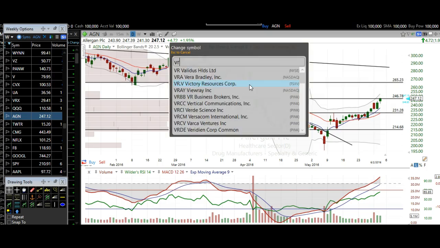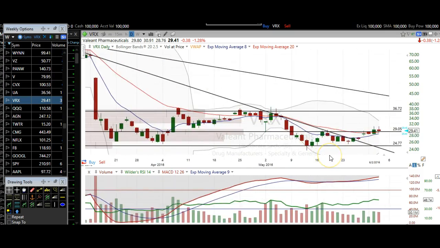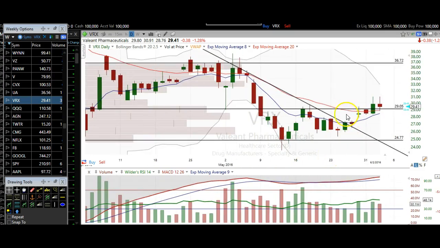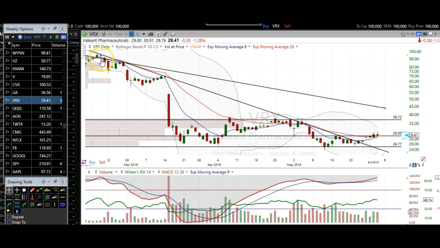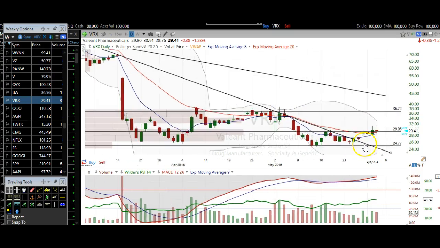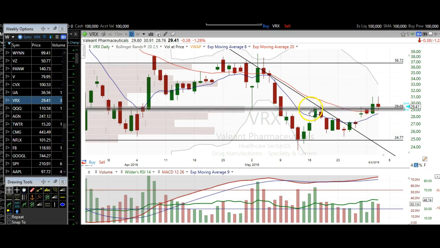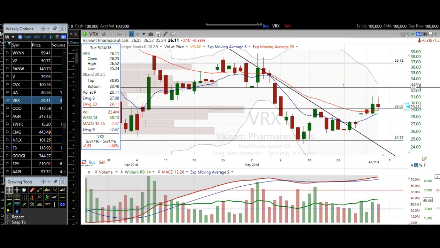Next, I want to cover VRX. VRX looking pretty decent here. We broke over this downtrend line from the highs over here, touch here, a couple touches here, a couple touches here, and then we broke over it. And now we're hanging out just above this resistance right here. So right around, well, now it's support. So support is 29. And if we can hold that 29, then I think we can come up to this resistance up here right around 32.50 or so.